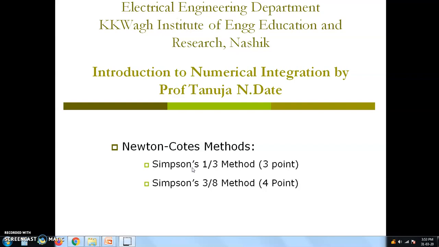In continuation with the numerical integration methods which we have introduced in the previous presentation, this presentation includes two more methods which are from the set of Newton-Cotes methods. We will learn in this presentation Simpson's 1/3 method and Simpson's 3/8 method, which are respectively called 3-point and 4-point methods.